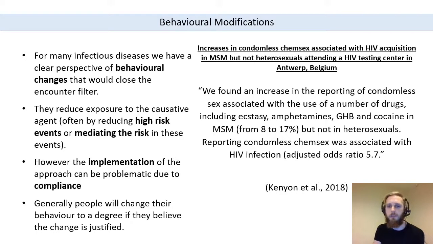And here is another relevant paper you may find interesting, which discusses the idea that condomless chemsex is associated with HIV acquisition, again in MSM, in men who have sex with men. This is done in an HIV testing centre in Belgium. And the key sentence here: they found an increase in the reporting of condomless sex associated with the use of various drugs, and the reporting of condomless chemsex, so sex whilst using these drugs, was associated with HIV infection. So we're seeing these clear associations.